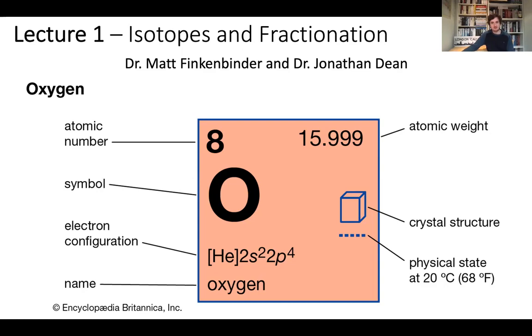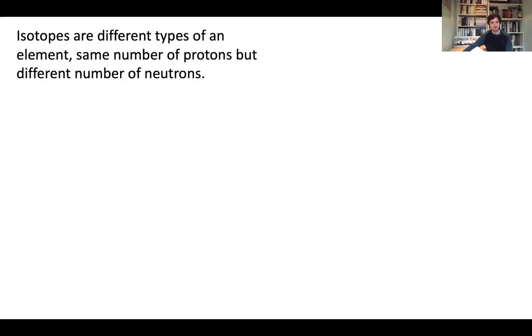So firstly, to start off and think about what isotopes are. This is what you would find if you looked up oxygen on the periodic table. So oxygen is defined by having 8 protons. That's what the atomic number is. However, you get different types or different isotopes of the same element. So isotopes have the same number of protons, but a different number of neutrons from each other.